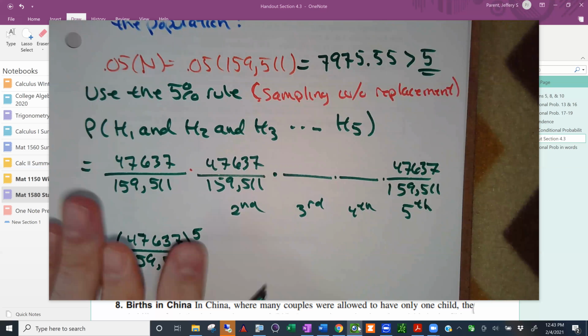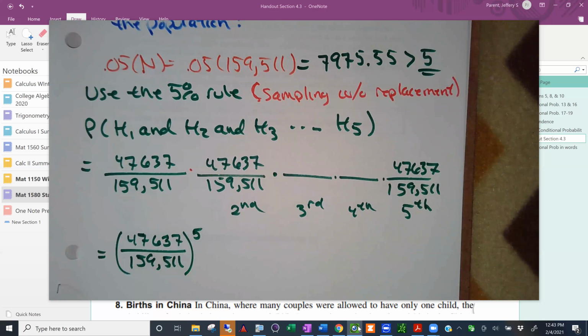Are we okay with that one? We're able to multiply because we're assuming that they're independent events. So, we use the 5% rule.